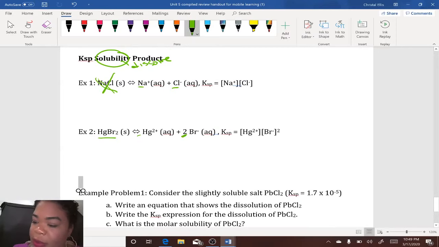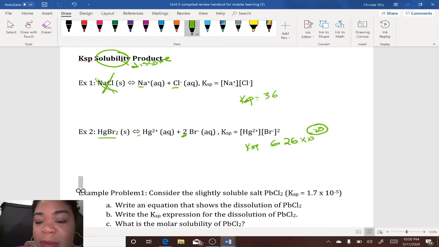What you should be thinking about, though, is that the Ksp for NaCl is exactly 36. And the Ksp for HgBr2 is 6.26 times 10 to the negative 20. Notice that this is a very small number. Notice that this number is very large. This very large number means that this NaCl, once it goes into water, will completely ionize. You'll see a lot of these products, these ions inside solution. Unlike this value here, the Ksp is very small. This molecule will probably not completely dissociate in solution.